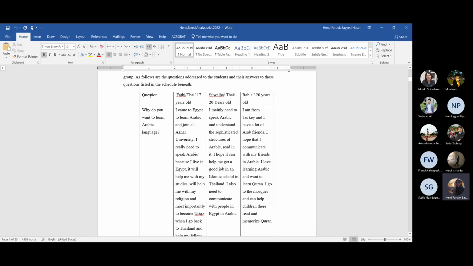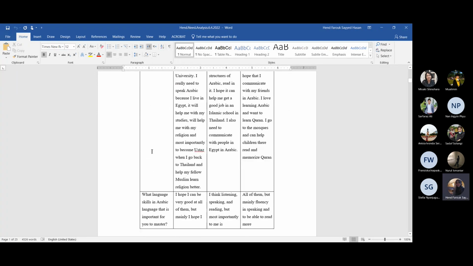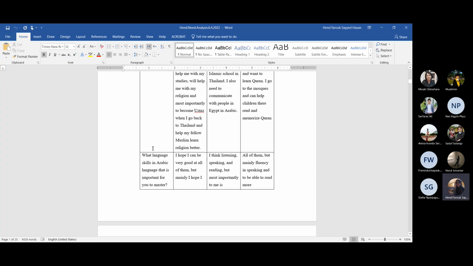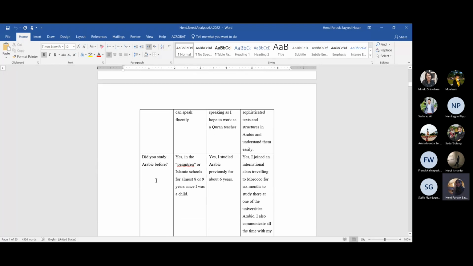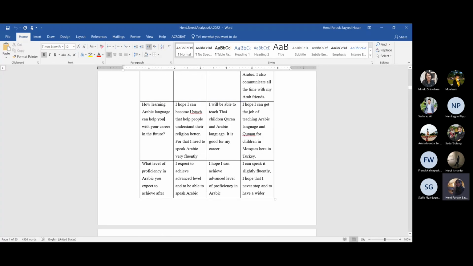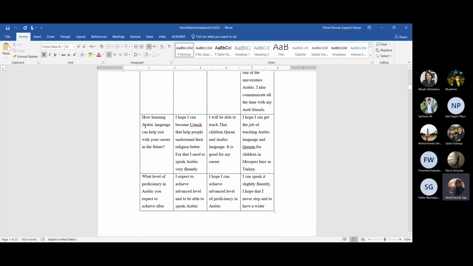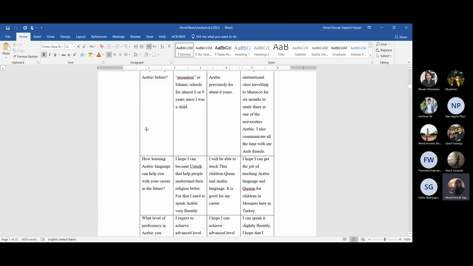Why do you want to learn Arabic? What language skills in Arabic are important for you to master? Did you study Arabic before? How can learning the Arabic language help you with your career in the future? What level of proficiency in Arabic do you expect to achieve after this program?